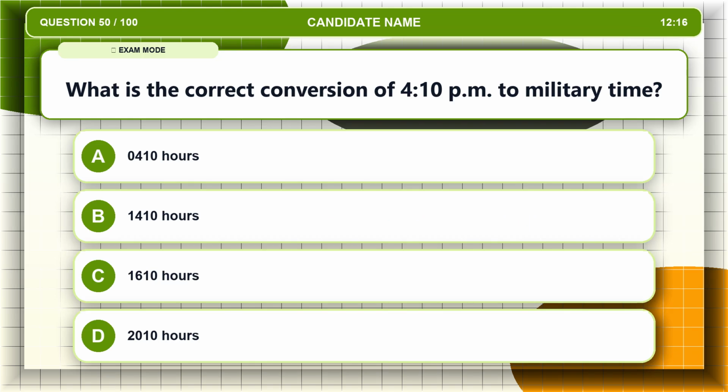Question 50. What is the correct conversion of 4:10 p.m. to military time? Option A, 0410 hours. Option B, 1410 hours. Option C, 1610 hours. Option D, 2010 hours.